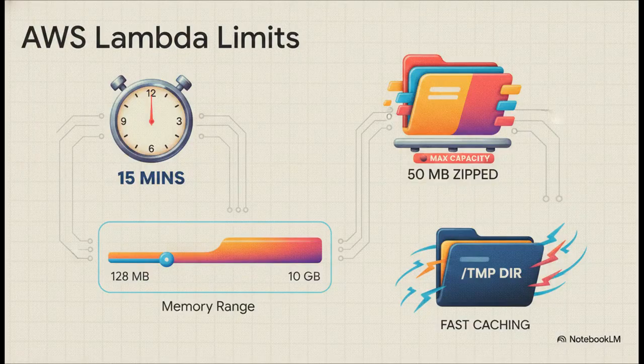Now, if you're gearing up for the Solutions Architect exam, pay close attention. These are the hard limits you absolutely need to have memorized. Lambda isn't for hours-long data crunching. The maximum execution time is strictly 15 minutes. That's 900 seconds. Memory scales from 128 megabytes up to 10 gigabytes. And here's the cool part. As you crank up the memory, AWS automatically improves your CPU and network allocation too. Your deployment package can't exceed 50 megabytes compressed. Oh, and a great pro tip, you can use the /tmp directory to cache startup files, which drastically speeds up your function's cold start times.